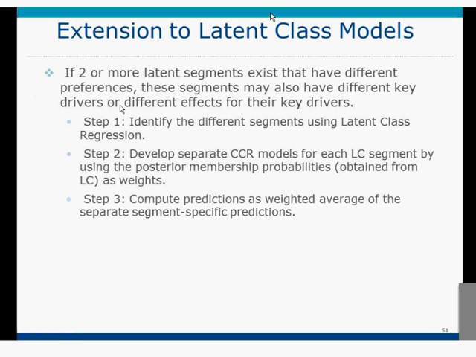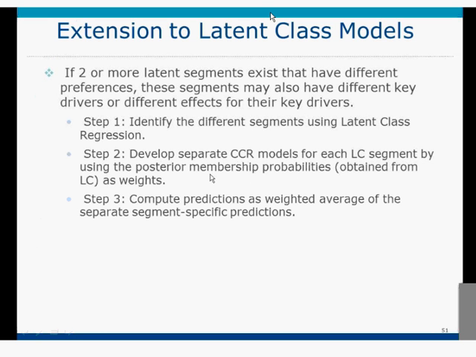So what I proposed is a 2-step procedure. First, do a latent class regression or a latent class analysis to identify different segments, and then develop separate CCR models for each latent class segment. Now, one way to do that is you can just take those that are classified in segment group 1 or group 2 and do separate CCRs with them. Or, better, you can use posterior membership probabilities as weights.